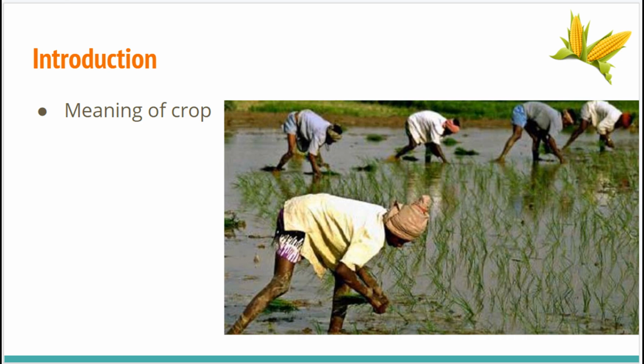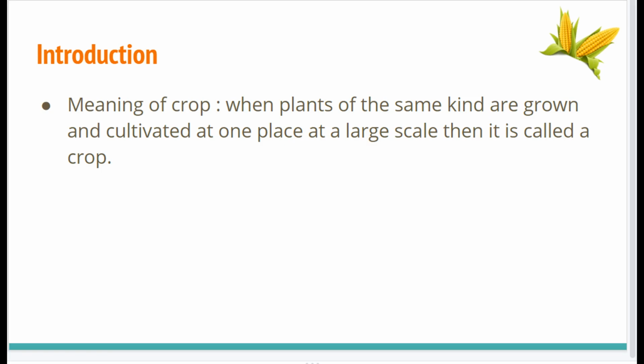So students, let us start the chapter with the introduction of the chapter, that is what is a crop. When farmers grow a single type of plant in a huge area or on a large scale, it is called a crop. So what the NCERT book says, when plants of the same kind are grown and cultivated at one place on a large scale, it is called a crop.